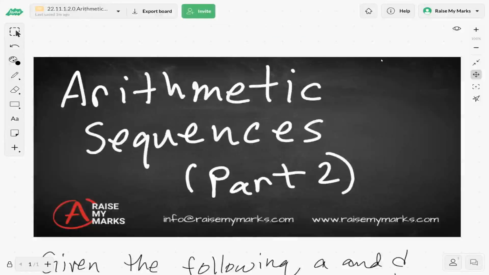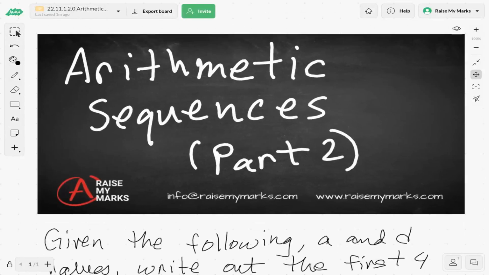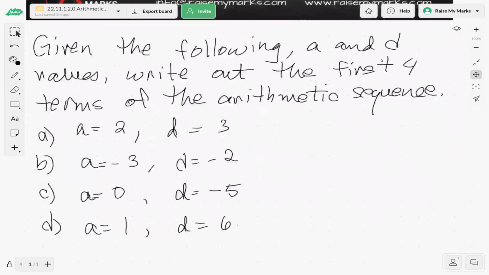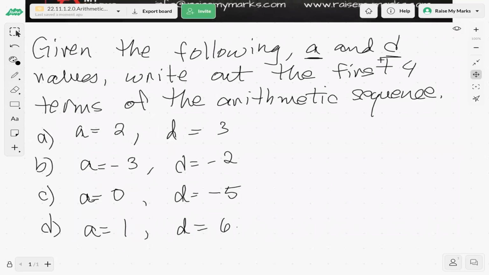Hello, so today we're looking at arithmetic sequences again, so part 2. But let's see what we're asked today. Given the following a and d values, write out the first 4 terms of the arithmetic sequence. Remember what the a and d values are. A is the first term and d is the difference between each term.